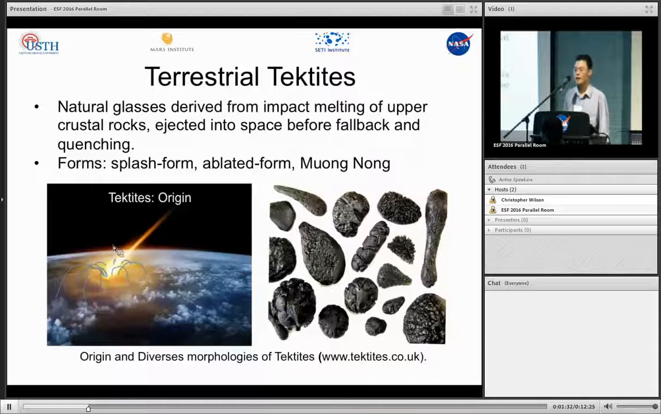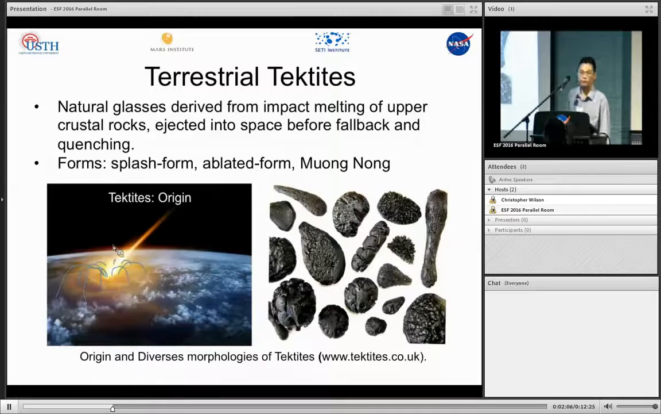Here, terrestrial tektites are natural glasses derived from impact melting of upper crust rock, then ejected into space before falling back and quenching. Tektites present in many forms: splash form tektites, ablated forms, and more. Here are the origins and diverse morphologies of tektites. They present in spheroid, teardrop, and dumbbell shapes.